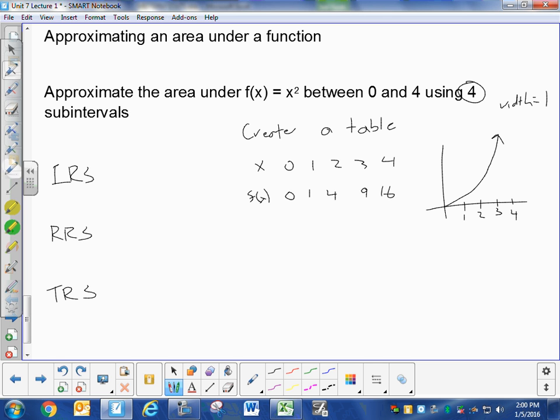And here we go. If I add a left Riemann sum, we go from 0 to 1, 1 to 2, 2 to 3, 3 to 4. I would use my left heights, 0, 1, 4, and 9. It would look like this. I'd actually have a rectangle with a height of 0 as my first rectangle, second one height of 1, third one height of 4, fourth one height of 9. Okay, and it would just be 1 times 0 plus 1 plus 4 plus 9. Simple.